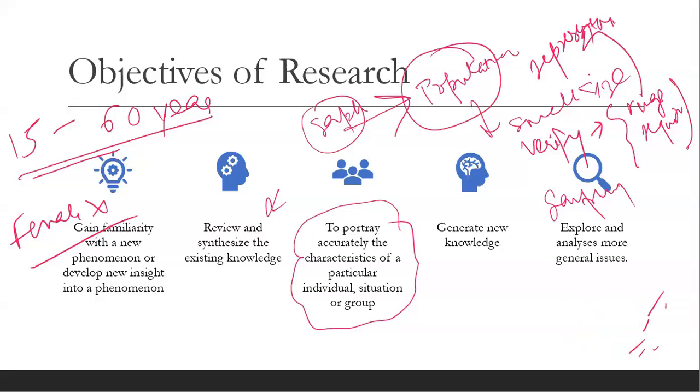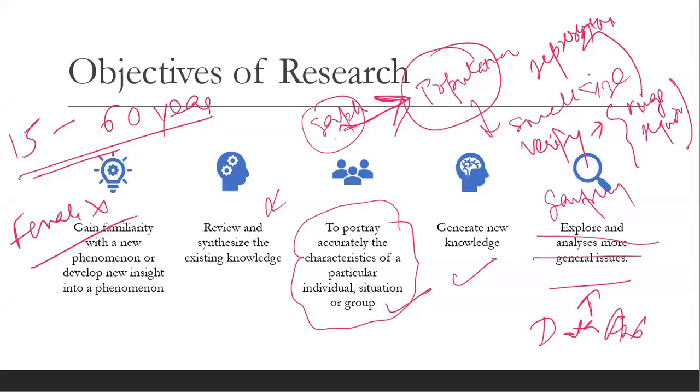So you try to portray whatever information you get from the sample, whatever your findings, to that population. You generate new knowledge about it, whatever the research findings are, whatever new knowledge you get when you are researching, and then you explore and analyze your data. It's more of data analysis. Okay. So these are the objectives of research.